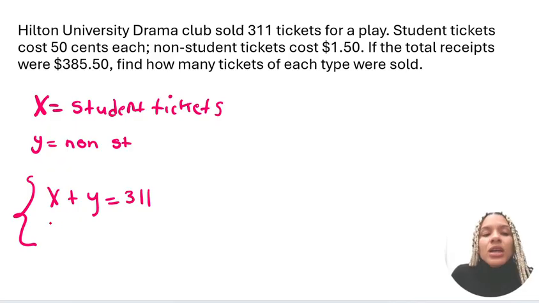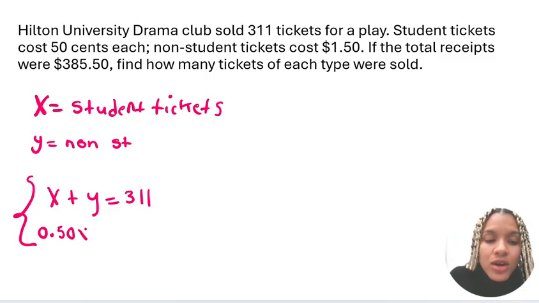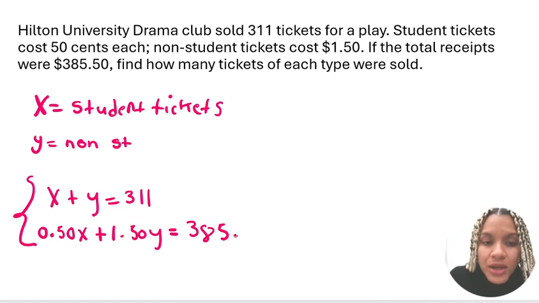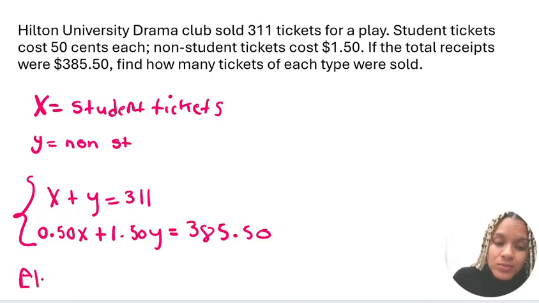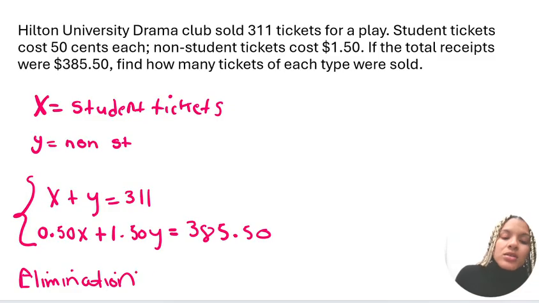All right. Now I am told that the tickets for students cost 50 cents and the tickets for non-students cost $1.50, and that this equals a total of $385.50. If you notice, now we have our two linear equations, and based on the way it's written, they're both in standard form. So I am going to use the elimination method to solve.